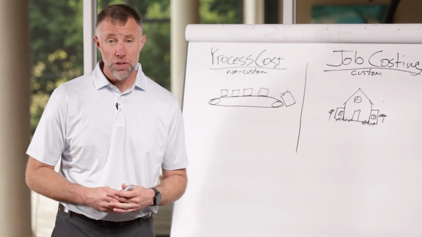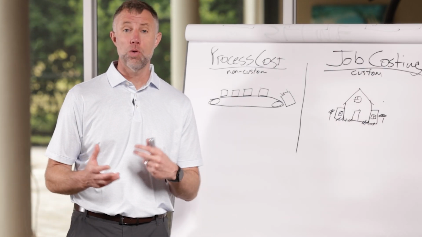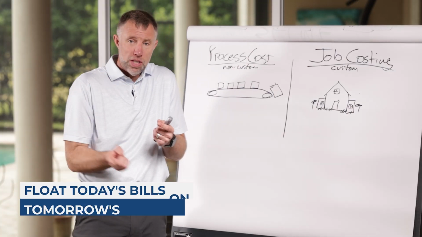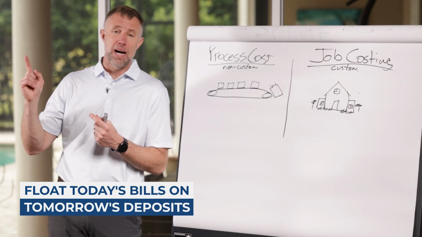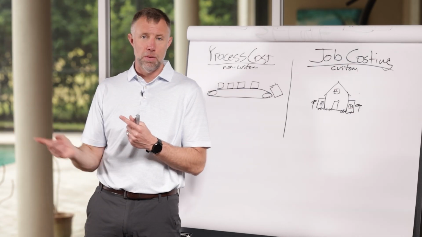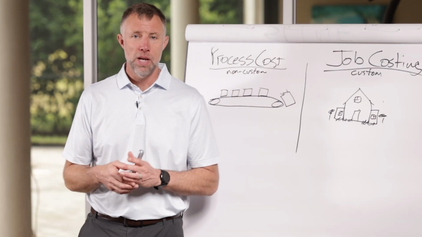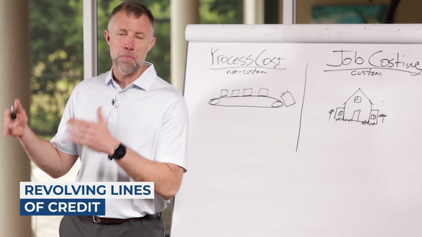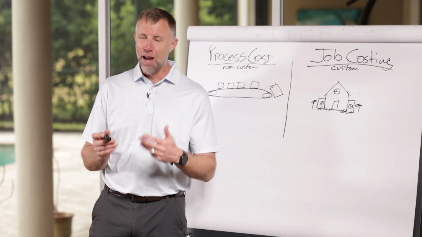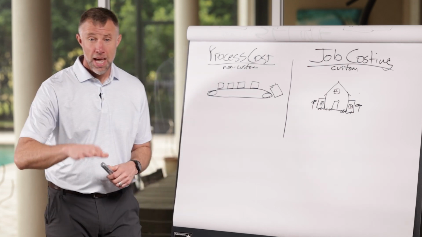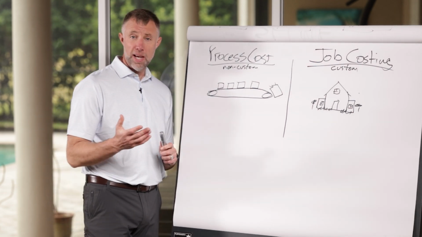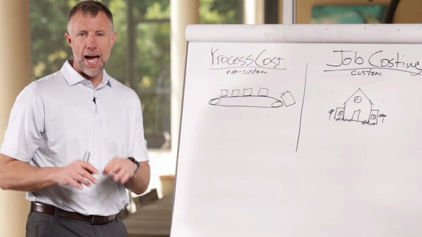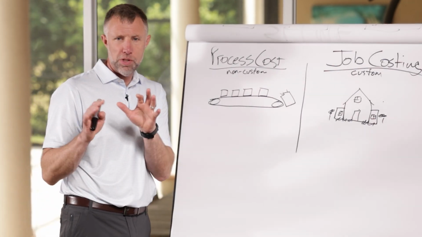Actually, in our modern world, because of the way cash flow works and because of the way credit works, there are a lot of people able to float today's bills on tomorrow's deposits. And when that Ponzi scheme comes up, they're able to continue to float bills based on banks that lend them revolving lines of credit that never stop revolving. Did you get that? I don't want you to be there. I want you to do something different. So in order to do something different, we need to understand how to job cost and understand the profitability of each job.